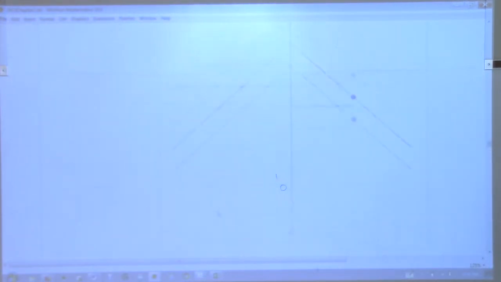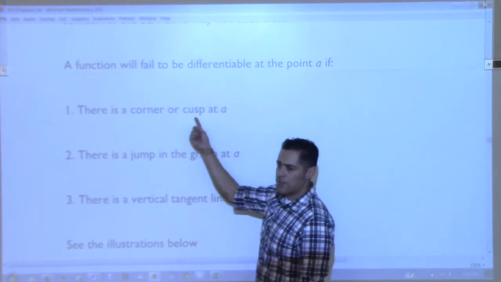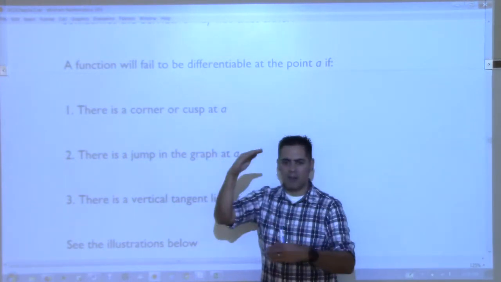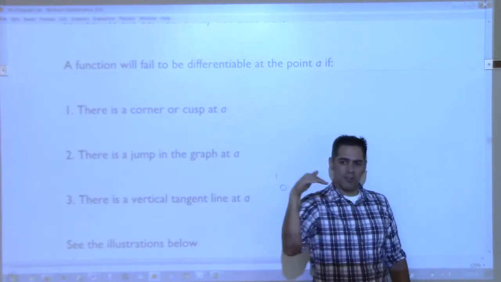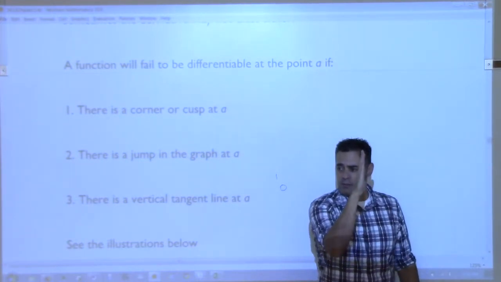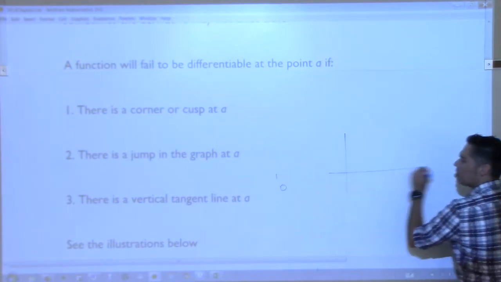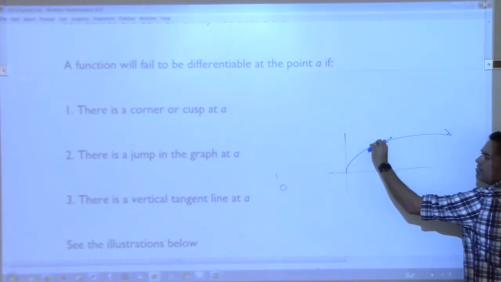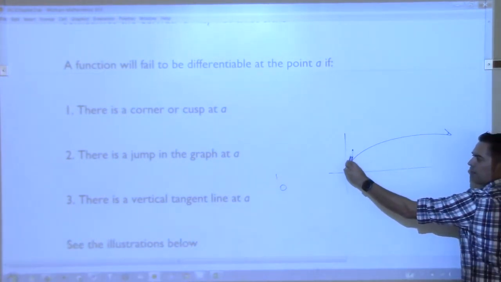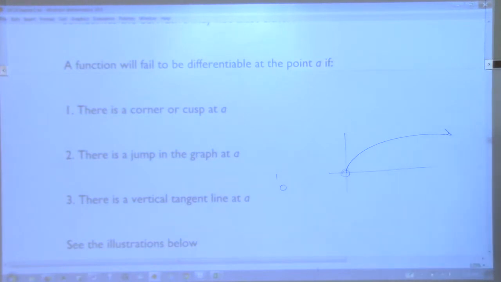So recap. Places a function will fail to be differentiable: corners or cusps, breaks in the graph, anytime your graph starts to create a vertical tangent line. That's what was happening with that square root function. Remember we were looking at the square root function earlier like this? And we were trying to move that tangent line like that? It was trying to become vertical. And so our derivative would not have been defined at 0.